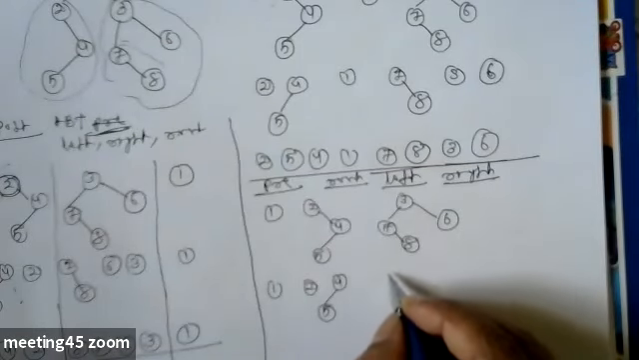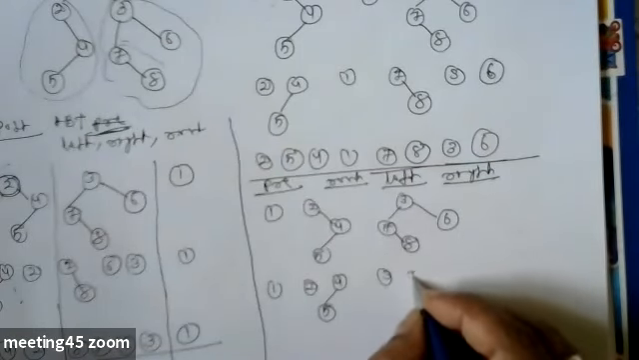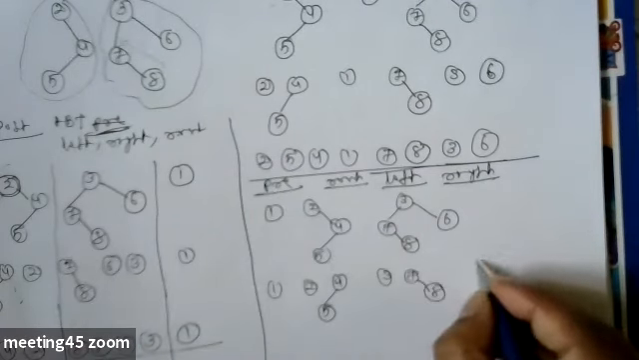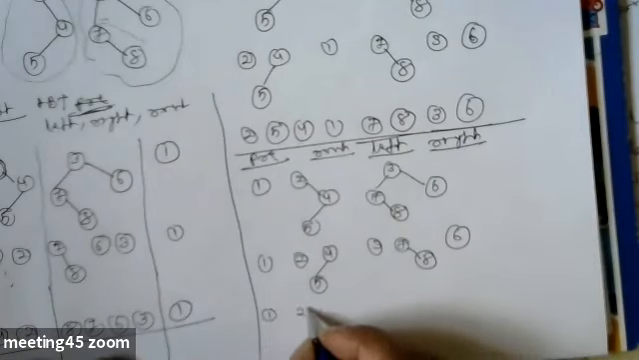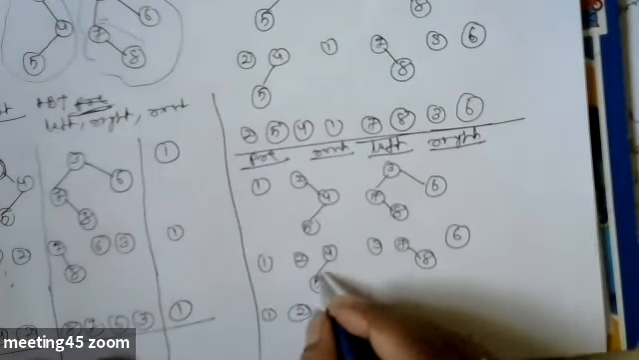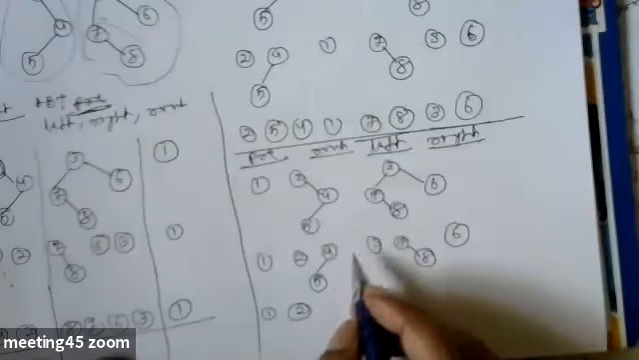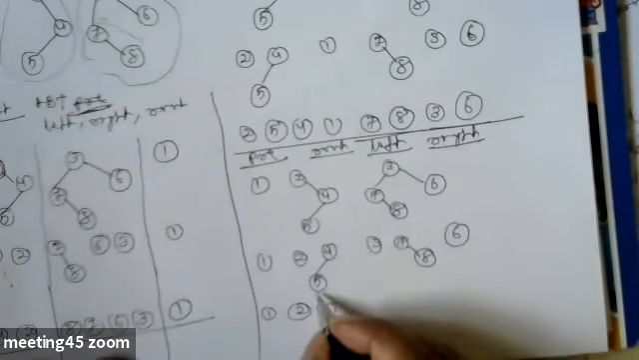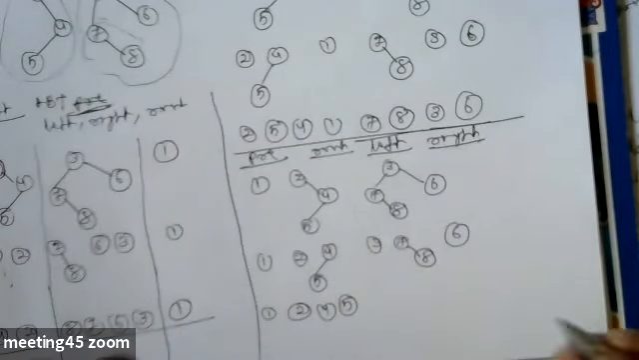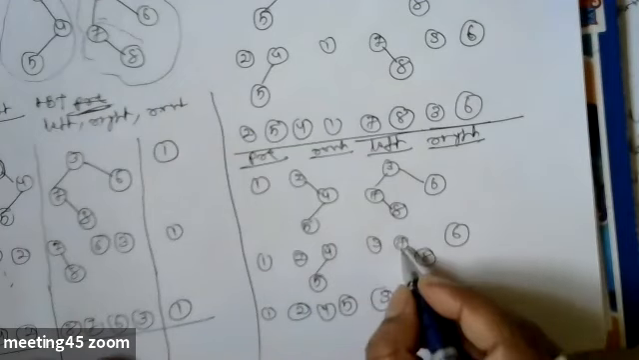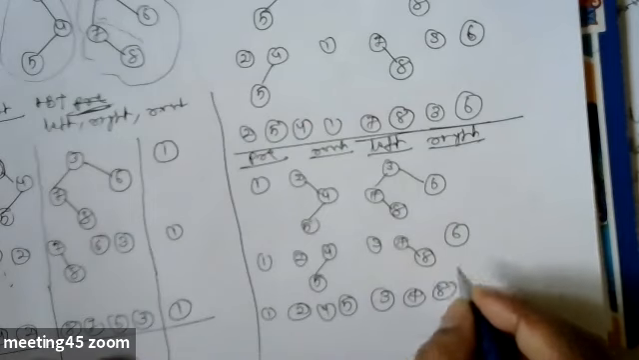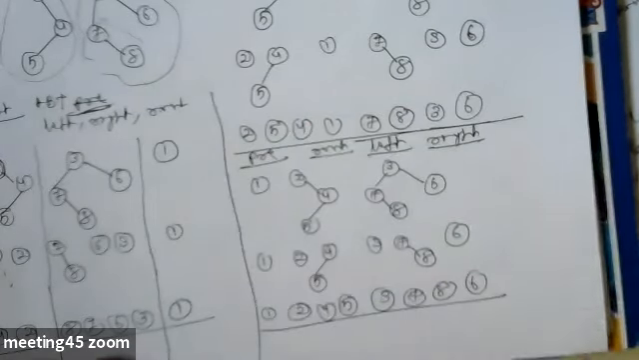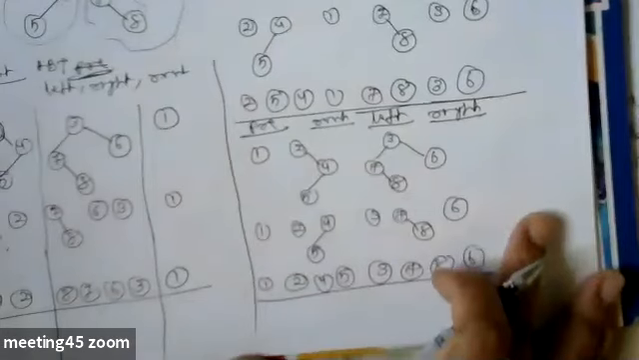Who is the root? 3. Who is the left? 7 and 8. Who is the right? 6. Then again, 1 is 1, 2 is 2. In this subtree, what is root, left, right? Root is 4, left is 5, right is nothing. Then 3, 3 as it is. Then root is 7, left is nothing, right is 8, and 6. Finish. I hope you are able to do this without my help.